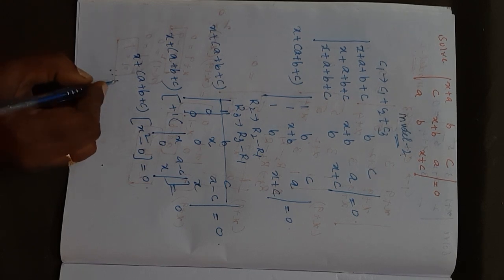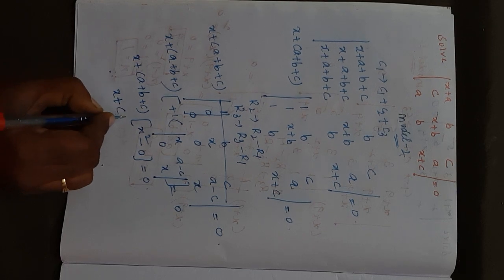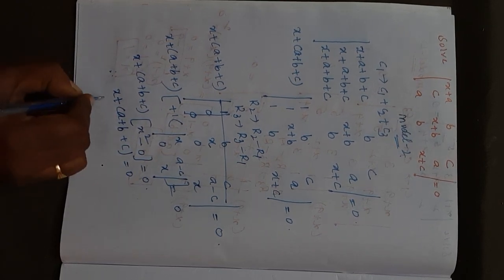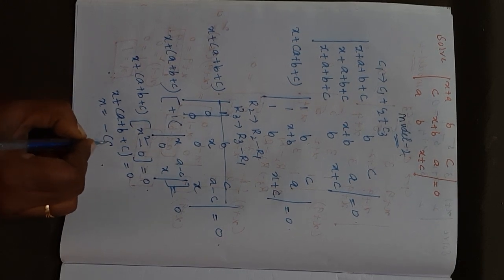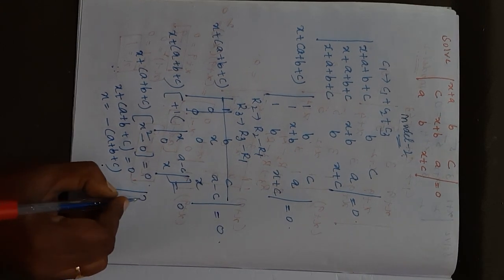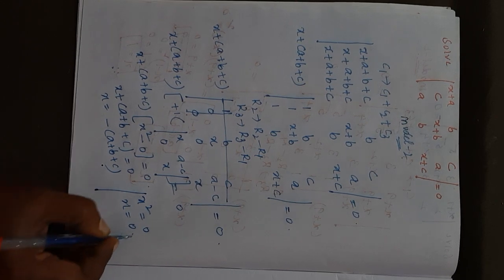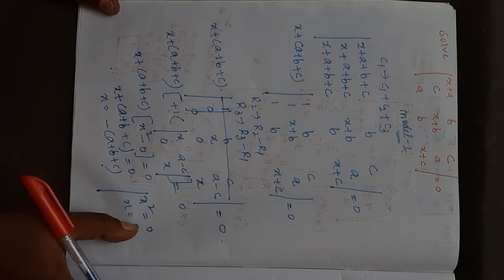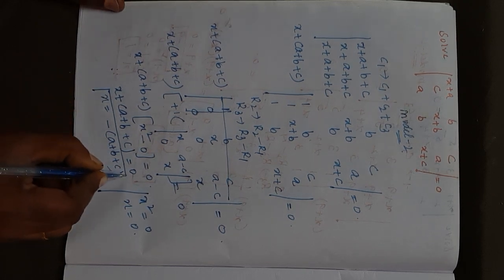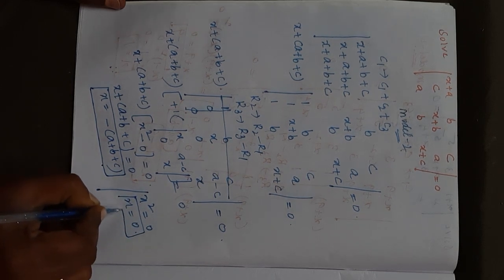Therefore, here you are having two factors. That is, first factor is x plus a plus b plus c is equal to 0. Therefore, x is equal to minus of a plus b plus c. Next, our second factor is x square equal to 0. Therefore, x is equal to 0. So, for this question, you are getting two values for x. That is, first value is x is equal to minus of a plus b plus c, and second value is x is equal to 0.